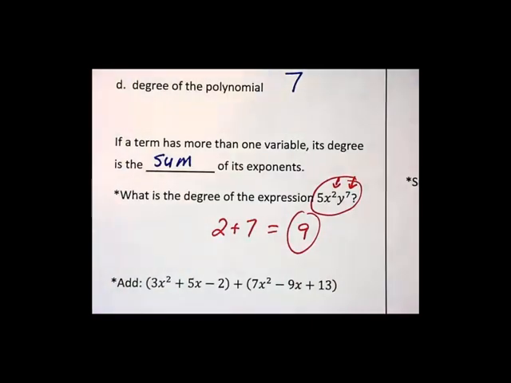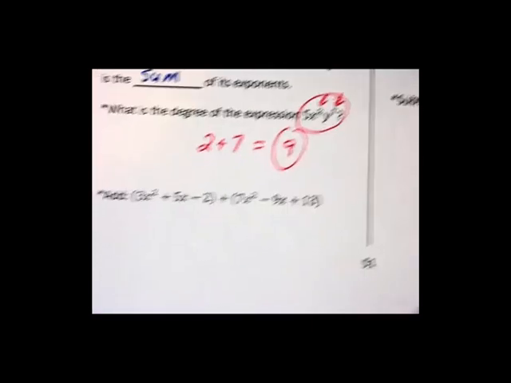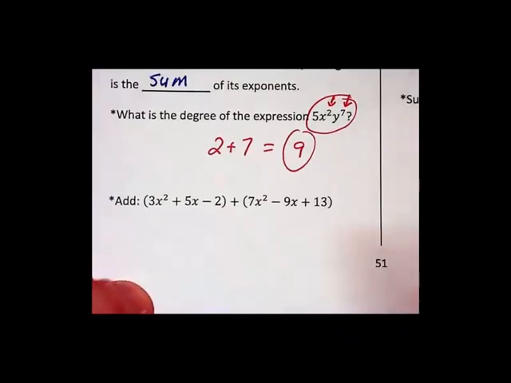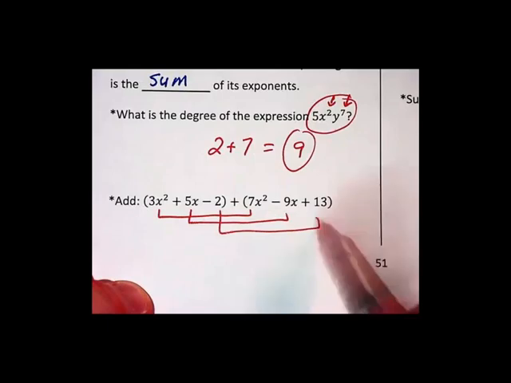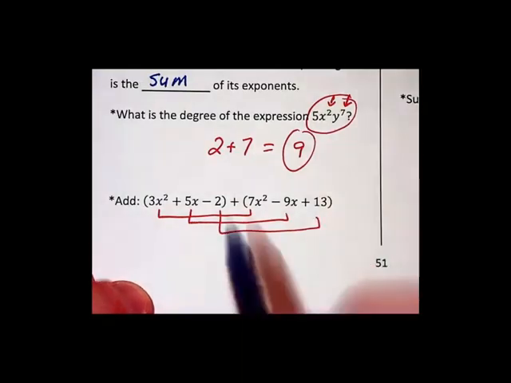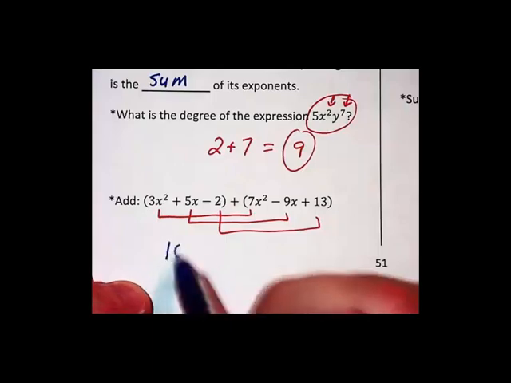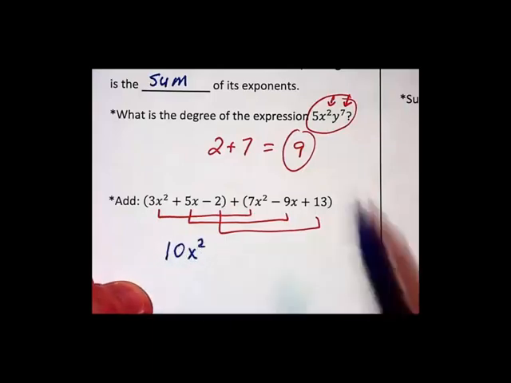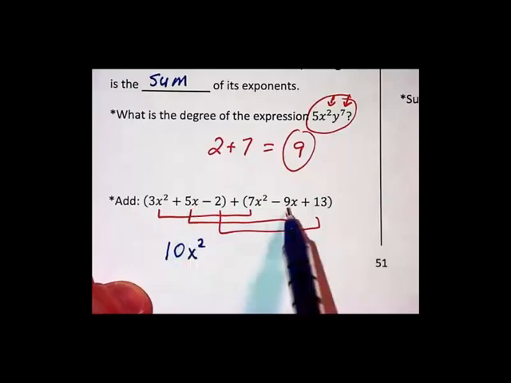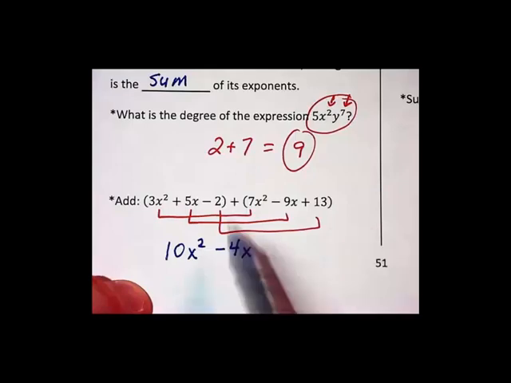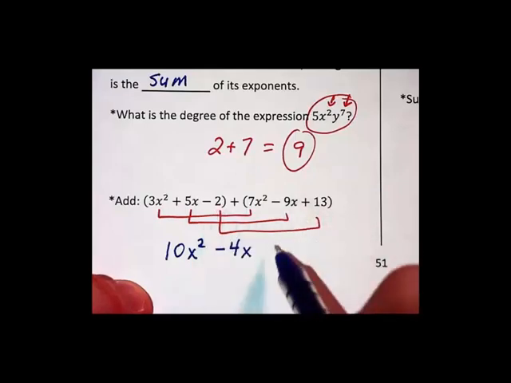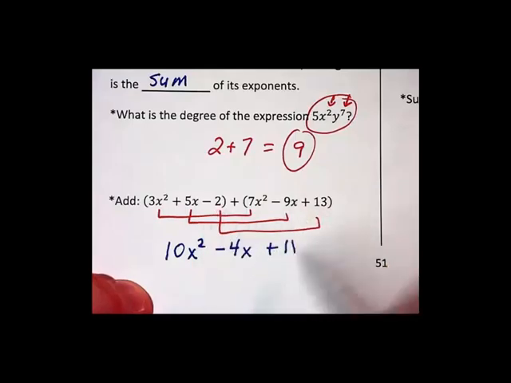We then move on to adding polynomials. When you add polynomials, essentially all you do is combine like terms. So we're going to combine the x squared terms first. 3 plus 7, adding the coefficients, gives us 10x squared. We go to the x terms. 5x plus negative 9x makes minus 4x. And then the constants, negative 2 and positive 13, add together to give us 11. And we're done. That's it.